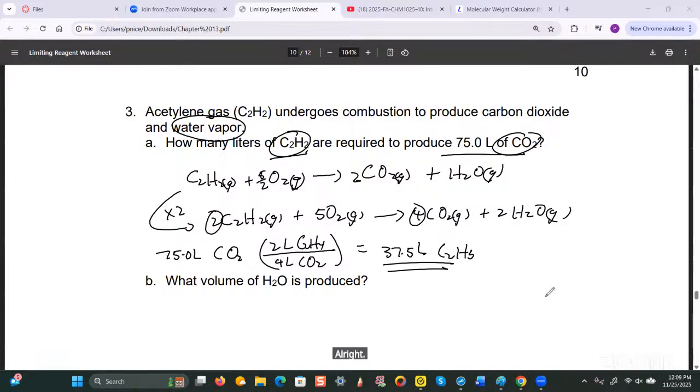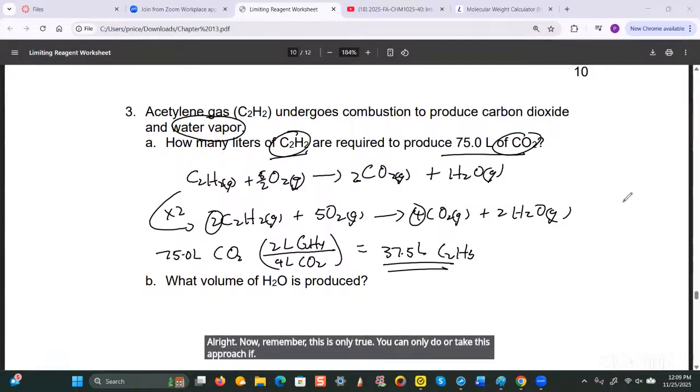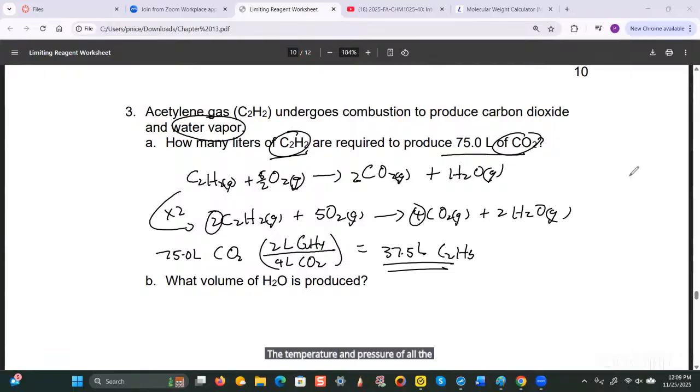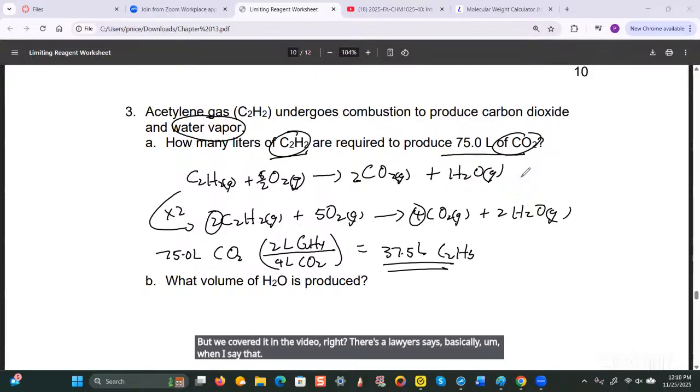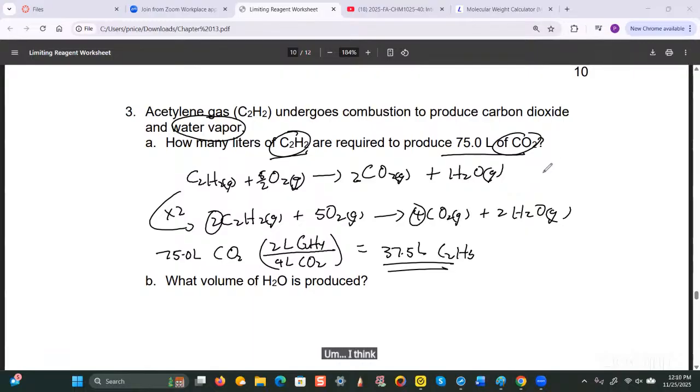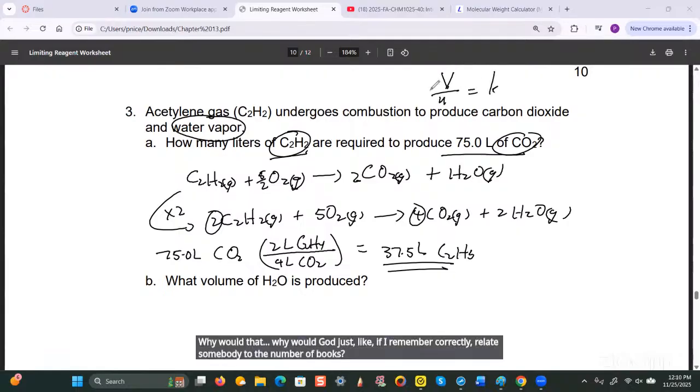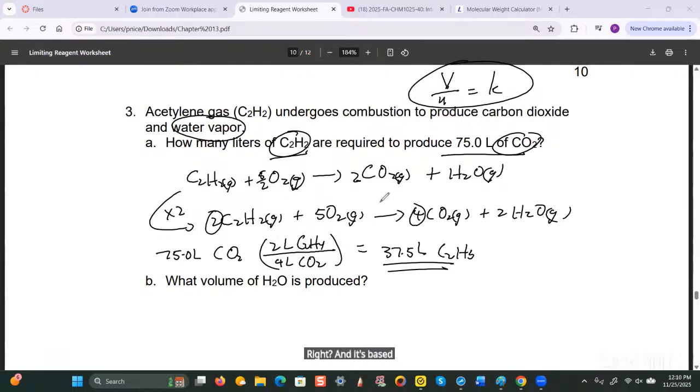Now remember, you can only take this approach if the temperature and pressure of all the gases are the same. In fact, there's a law, I forgot the name of the law right now, but we covered it in the video. There's a law which says basically what I stated. I think it's Avogadro's law of partial pressures. No, Avogadro's law, if I remember correctly, relates the volume to the number of moles, right? And it's based on this law that this is true, all right?